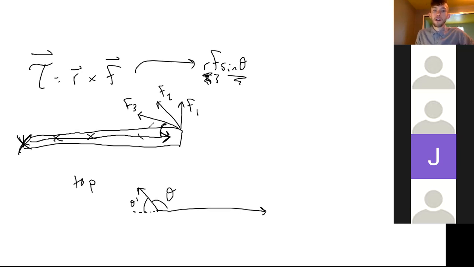Okay, now here's something we haven't talked about. A cross product is a vector product. It gives you a vector answer. That's not like a dot product. A dot product gives you a scalar answer. So torque is a vector.